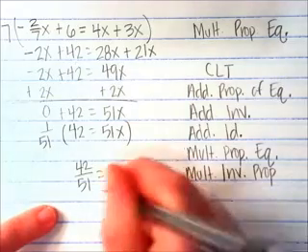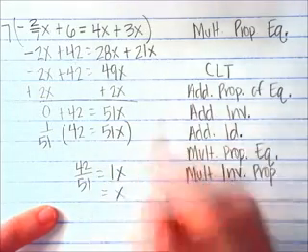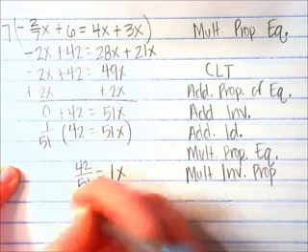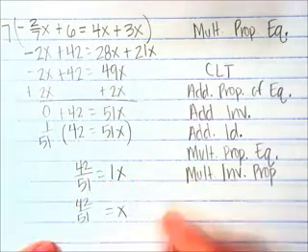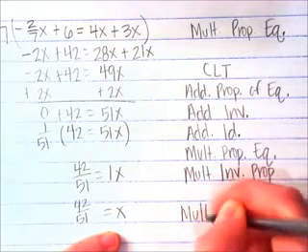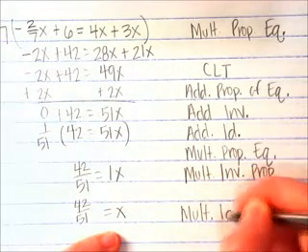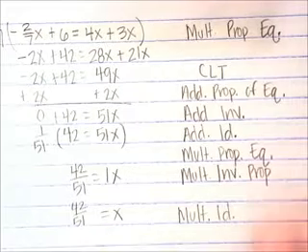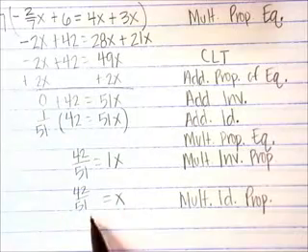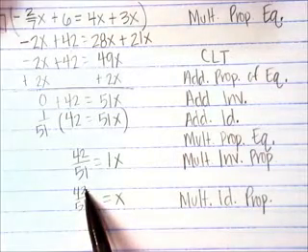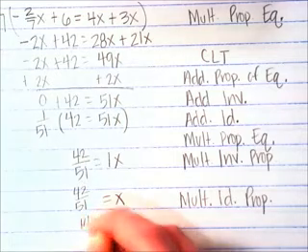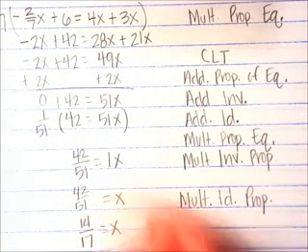Okay, 1 times x I know is just x. So let's actually move that down a smidge. 1 times x is just x. And I know that because of the multiplicative identity property. All right, and you are done here, except for this can be simplified. Both 42 and 51 are divisible by 3. So you end up with 14/17. That should be your final answer.